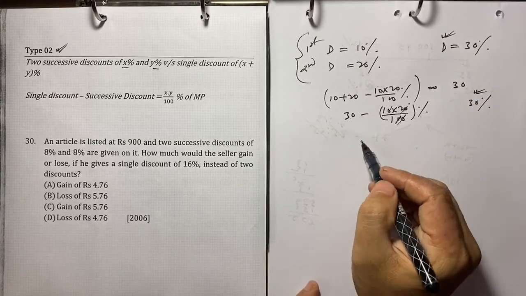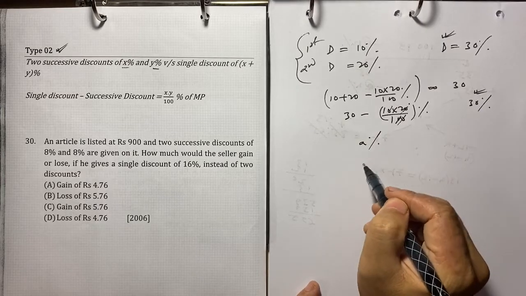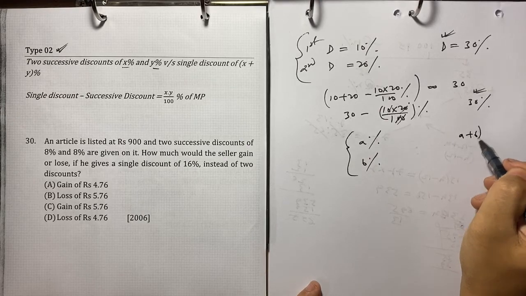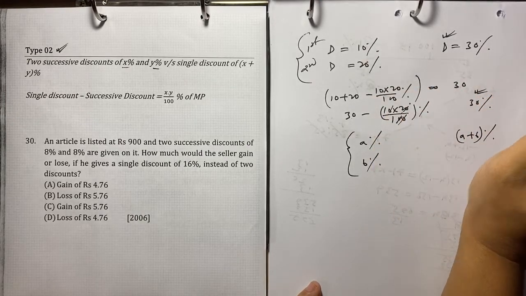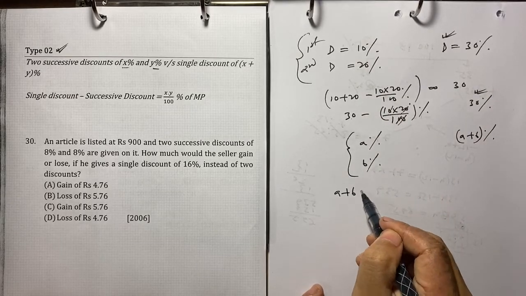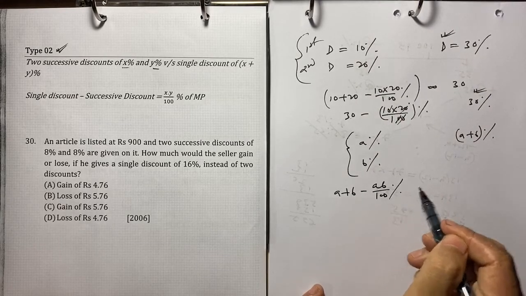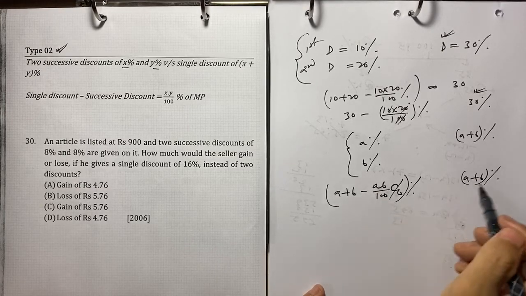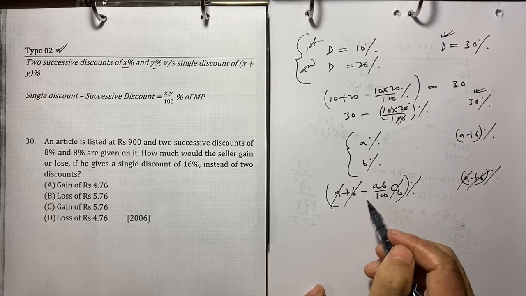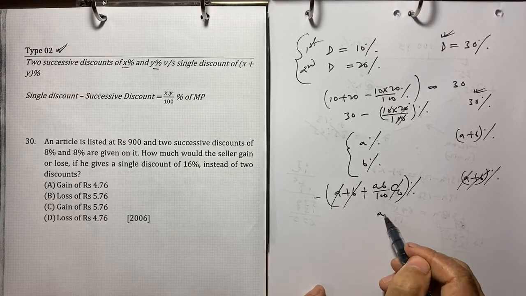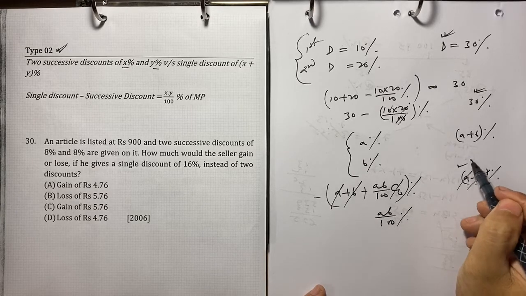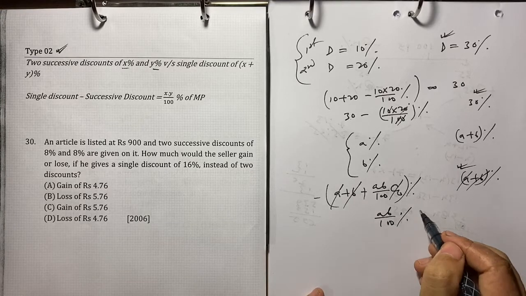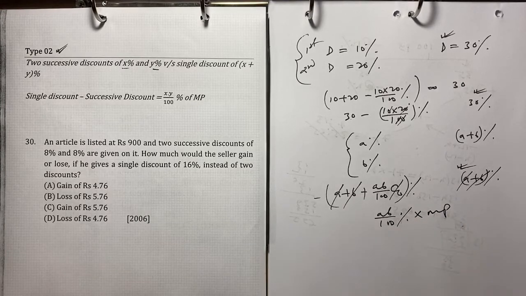In general, let the successive discounts be A percent and B percent. A single discount of A plus B percent is like 10 plus 20 equals 30. The total successive discount is A plus B minus A into B by 100 percent. The difference is A plus B minus that value, so A cancels A, B cancels B, minus minus becomes plus, giving AB by 100 percent. This percentage is calculated on the marked price.